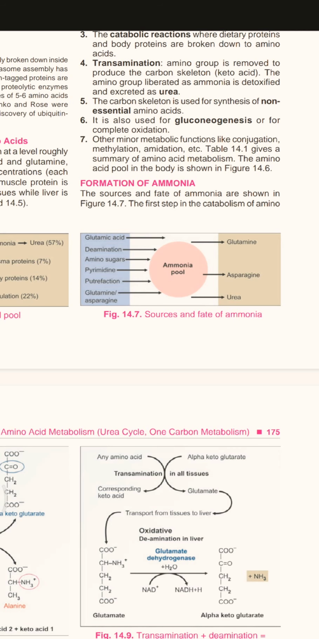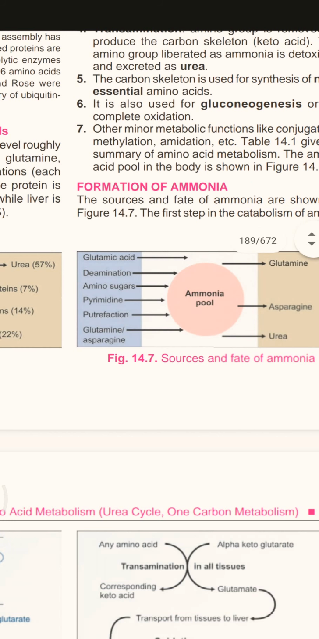And many other sources are there, like glutamic acid, deamination, amino sugar, pyrimidine, putrefaction, glutamine, asparagine. You can see in figure 14.7. And what will be its fate? Its fate will be glutamine, asparagine, and urea.